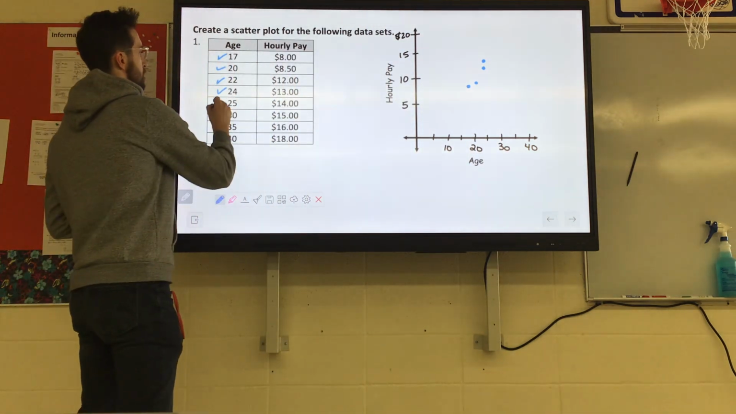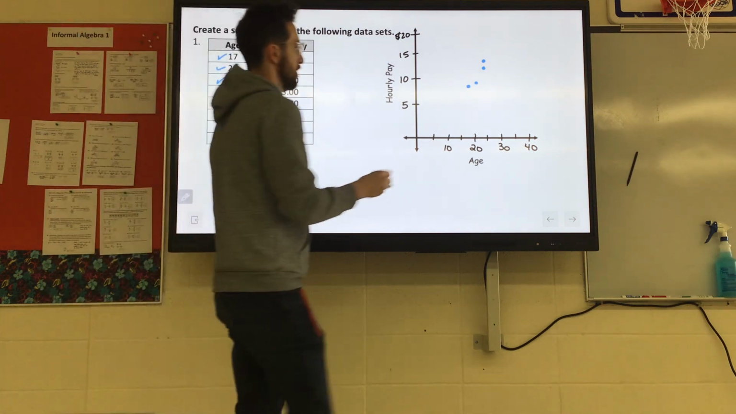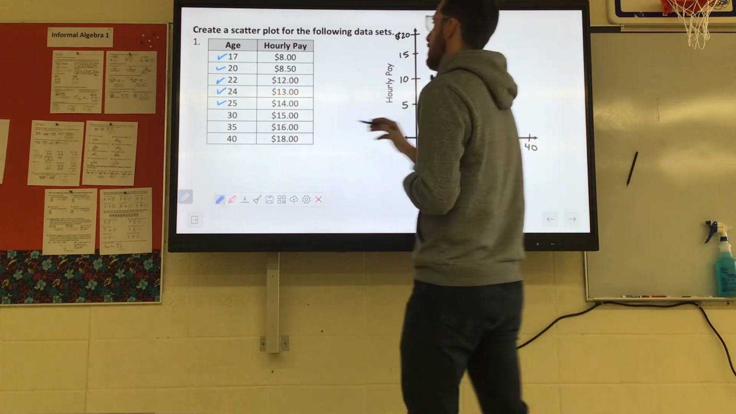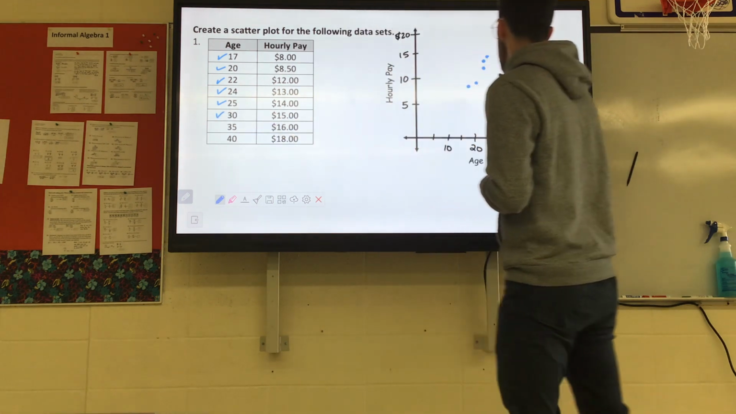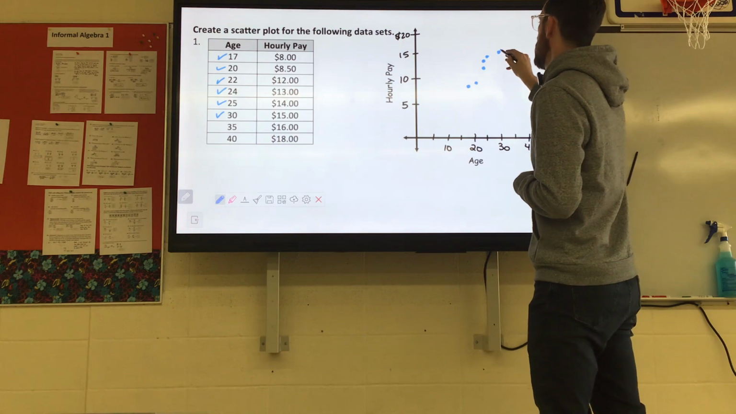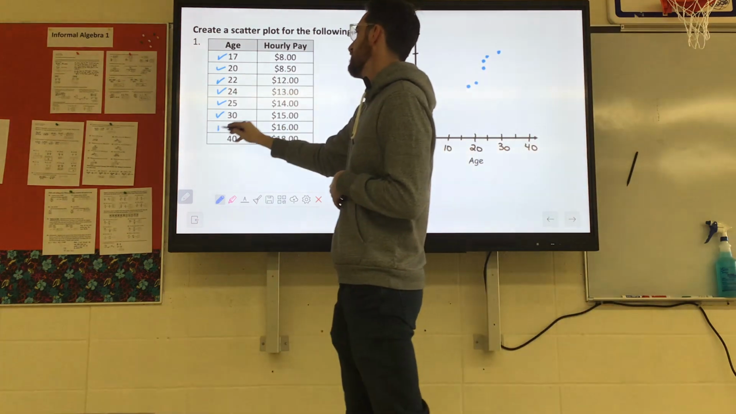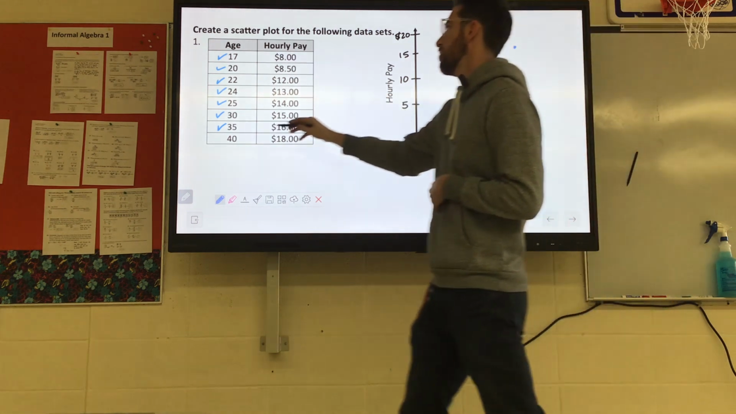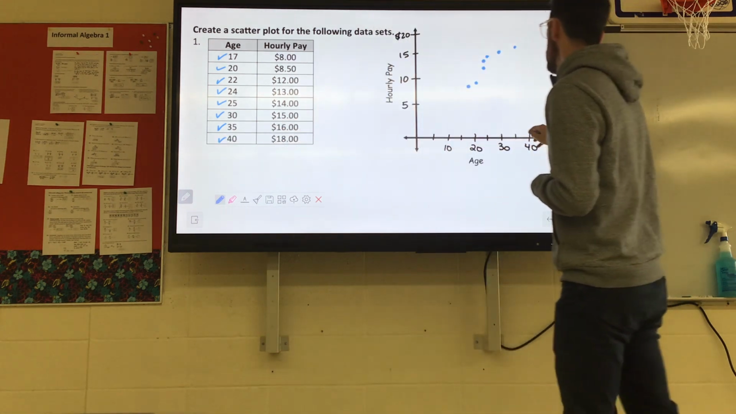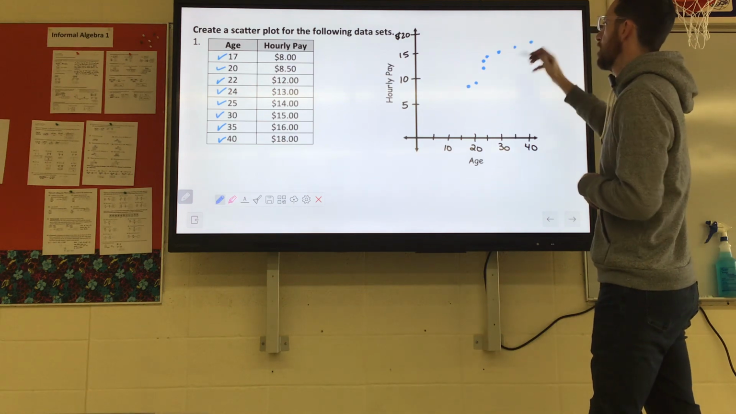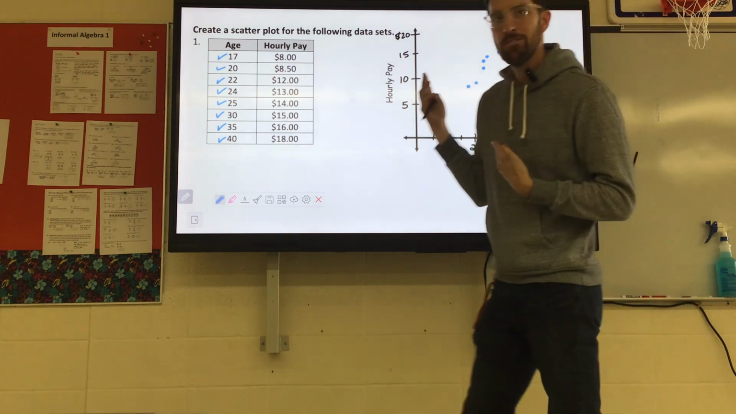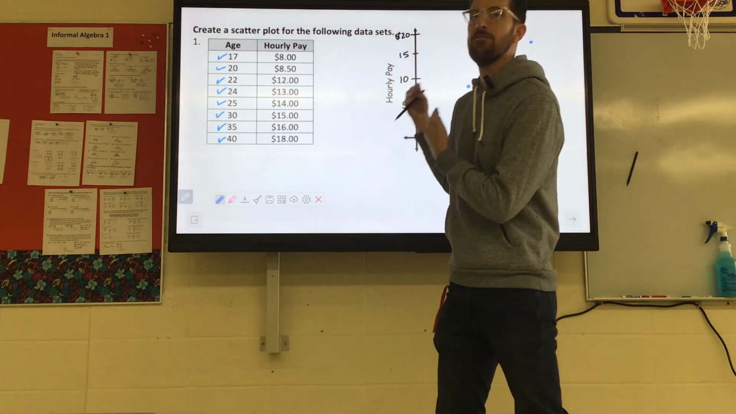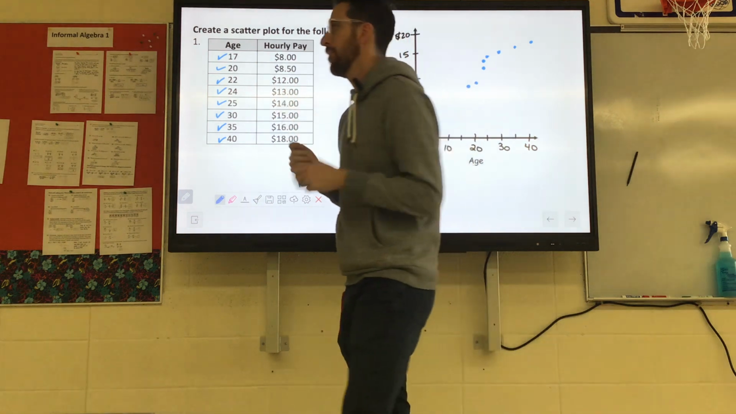That should be a little further to the right. 25-year-olds making $14, 25, 14. 30, 15, great. 35, 16, and 40, 18, great. Now, does that show a positive correlation, no correlation, or a negative correlation? I would say that's positive. They're all trending up and to the right.